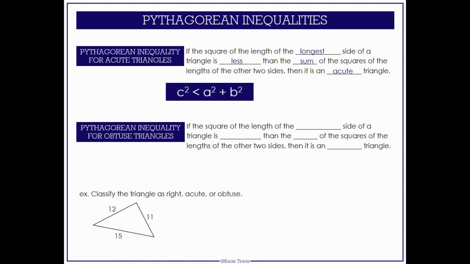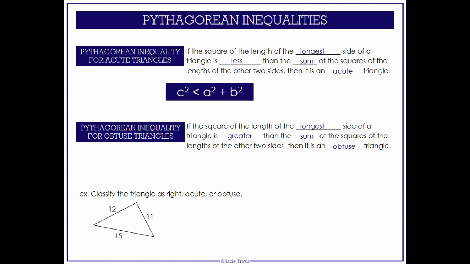Okay. Now, for the next one, we're talking about if it's an obtuse triangle. Now, a lot of the blanks are the same except for this one right here. So if the square of the length of the longest side is greater than the sum of the squares of the other two sides, then that makes this an obtuse triangle.